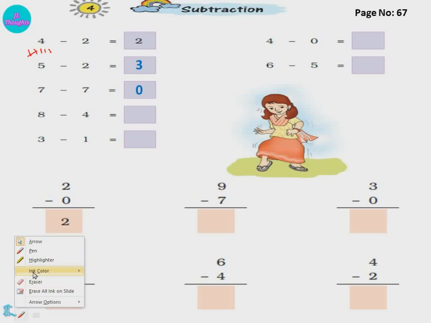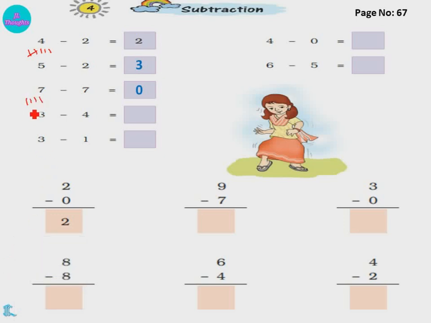8 minus 4. So what you will do, you will draw 8 lines. 1, 2, 3, 4, 5, 6, 7, 8. Minus 4. So cancel 4. Left out is 1, 2, 3, 4. Next 3 minus 1. 3 fingers open. Close 1 finger. So answer is 2.